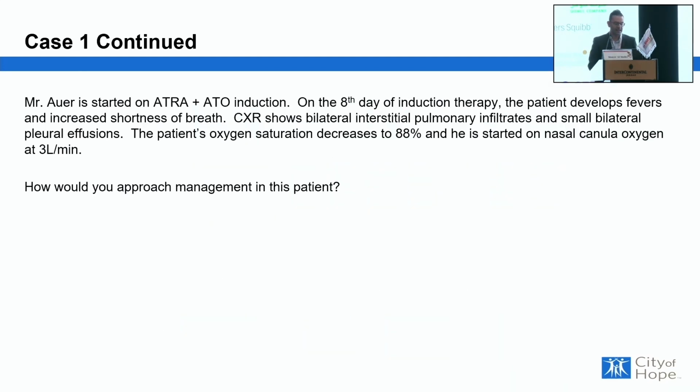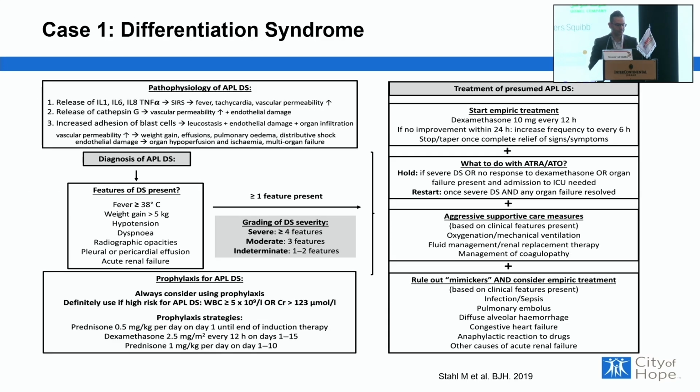So going back to the case, Mr. Rara was started on ATRA and arsenic, and on day 8 of the induction therapy, the patient developed fever, increased shortness of breath, and a chest X-ray showed bilateral infiltrates with a drop of oxygen saturation to 88%, requiring some supplemental oxygen. So what's the approach in this patient case?